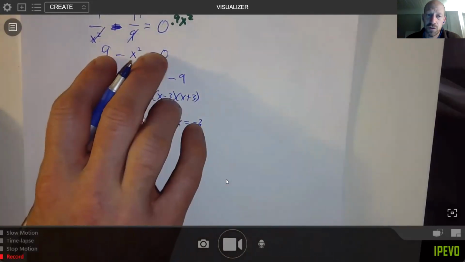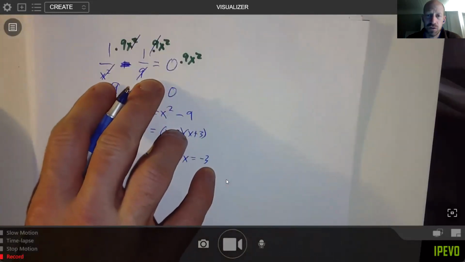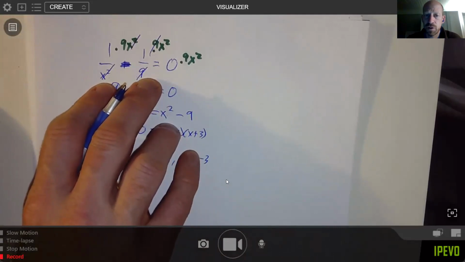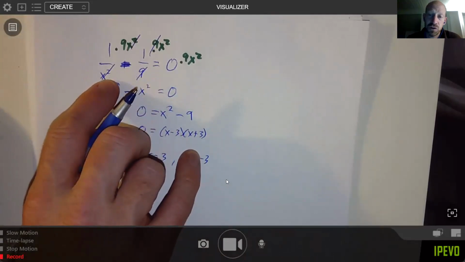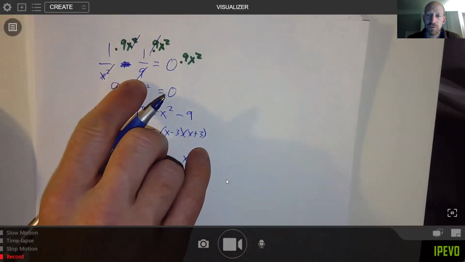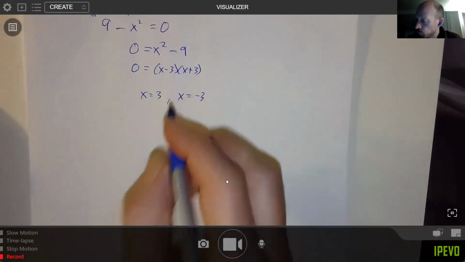We again check those back in the original denominators and there's no problem with either of those numbers, right? X squared equals 0 would be my only problem value. Right? It's never 0. So these are both solutions.